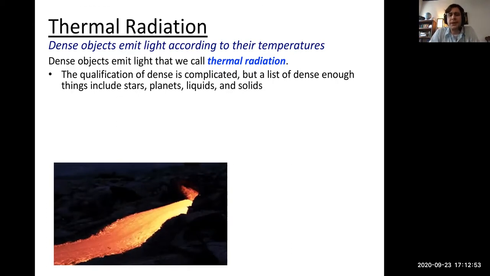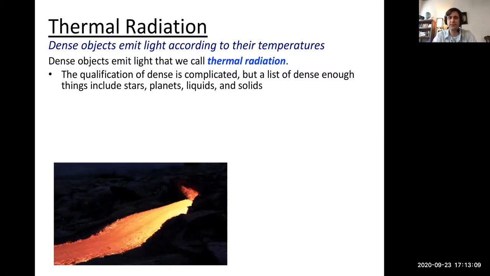Let's talk about a couple of things. What do I mean by dense? The qualification of what dense is in astronomy, there is actually a definition of it, but it's beyond the scope of this course. It's a little bit complicated. But let's just go with a list of things that are dense enough to give off thermal radiation.